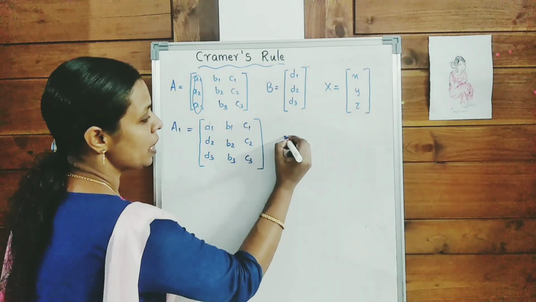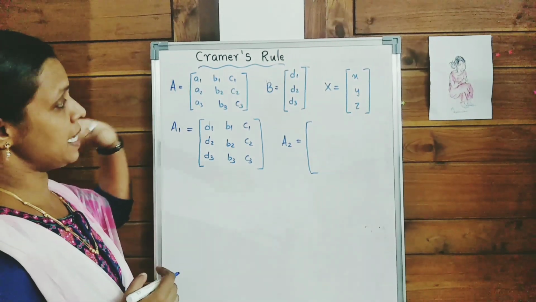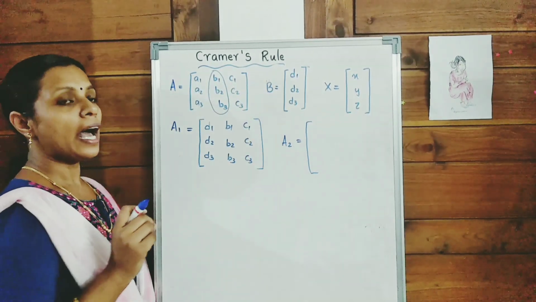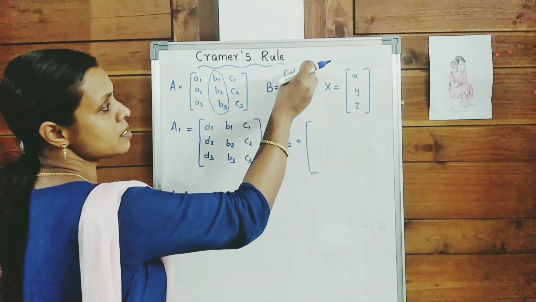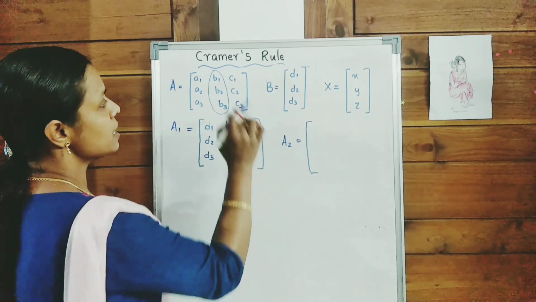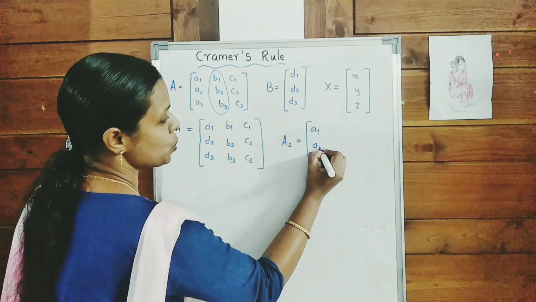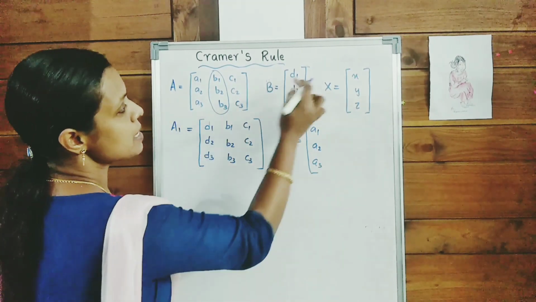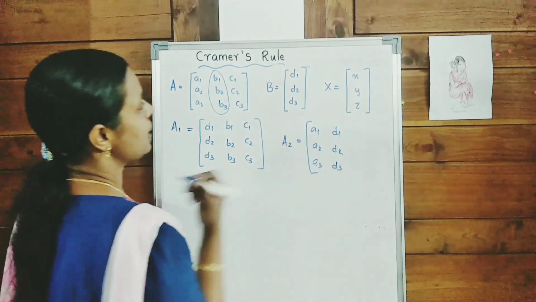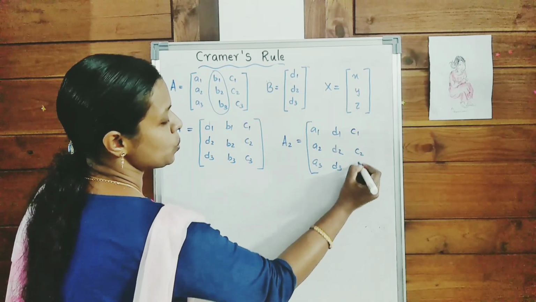Next we find matrix A2. Consider matrix A. In matrix A, we eliminate the second column. And instead of this, we insert this column D1, D2, D3 as second column. First we write here first column is A1, A2, A3. And second column is D1, D2, D3. Next we insert this as third column, that is C1, C2, C3.